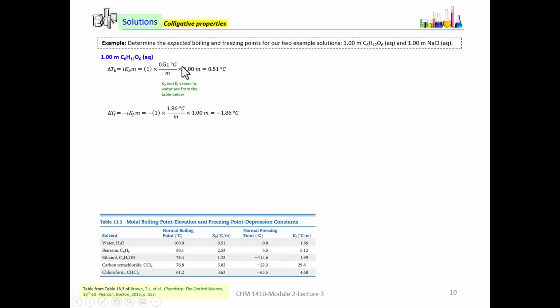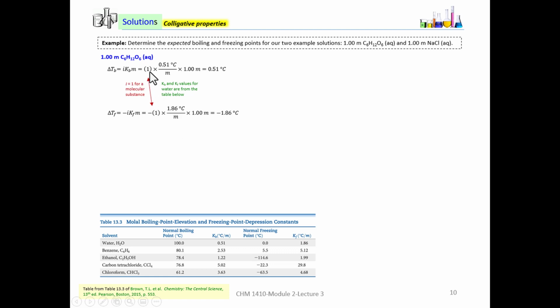So you might wonder where I'm getting these numbers for the K_b and the K_f for water. These are experimentally determined numbers and you need to look them up in a table. A typical table that you might see is shown below here. In this column we have different solvents, and of course our solvent is water. So if you read over to the right for water, the boiling point elevation constant is 0.51 degrees C per molal. The freezing point depression constant is 1.86 degrees C per molal. That's how I got those numbers.